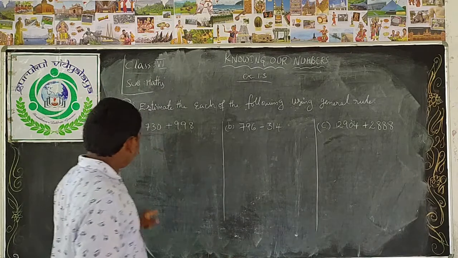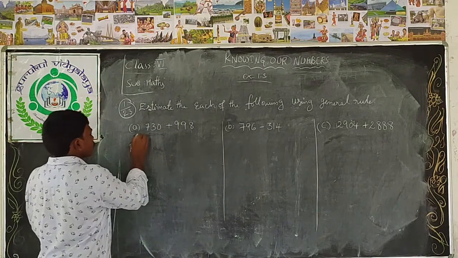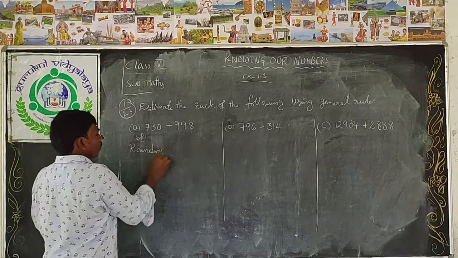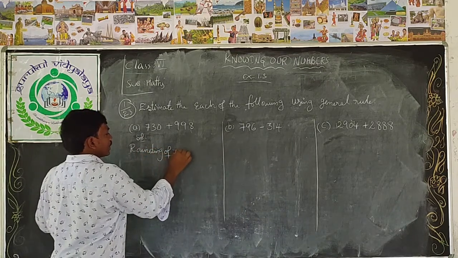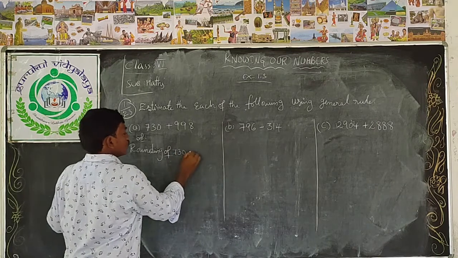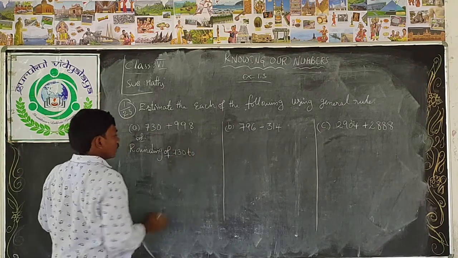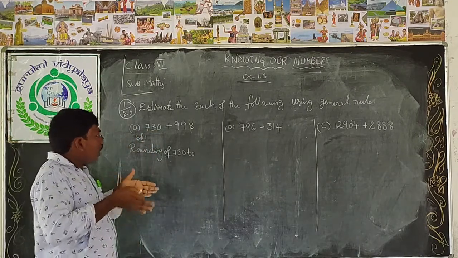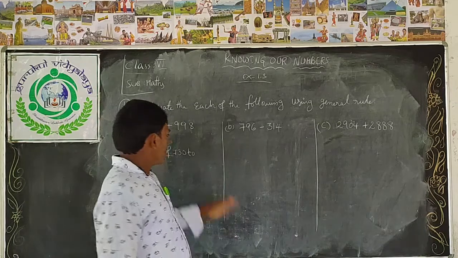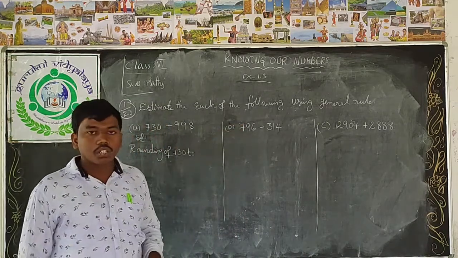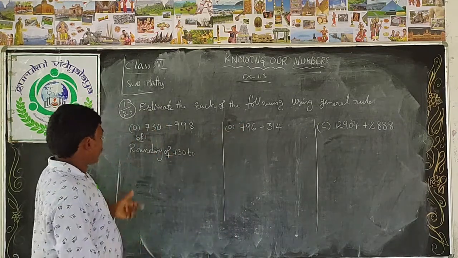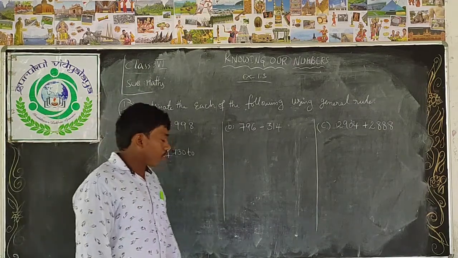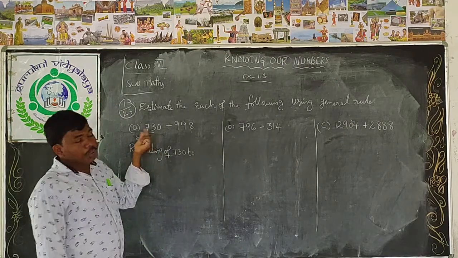See the first one. Rounding off, this is the solution. Rounding off 730. See, children, 730, so we can round off to the nearest hundreds. Hundreds are given, that's why; that is the general rule. For rounding off to hundreds, check the tens place value.